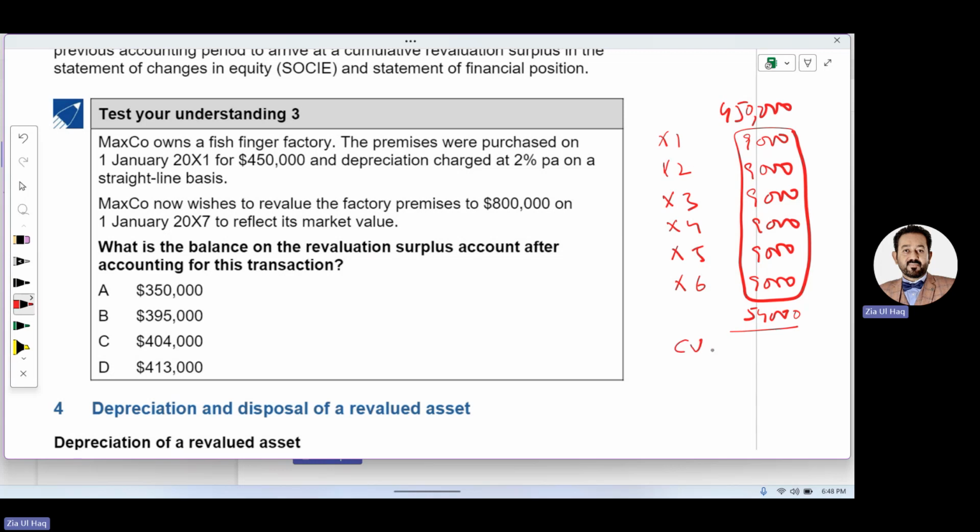So what is the carrying value? The carrying value is 396,000. The market value is 800,000. So the difference is 404,000. So that is the revaluation surplus. What they have asked for is the revaluation surplus. That's fine.